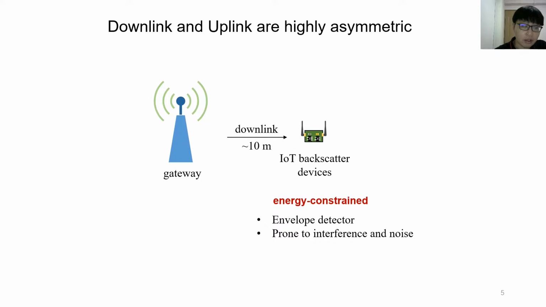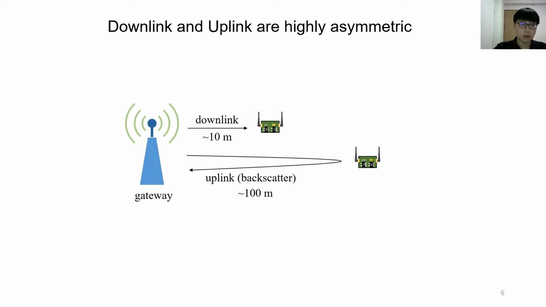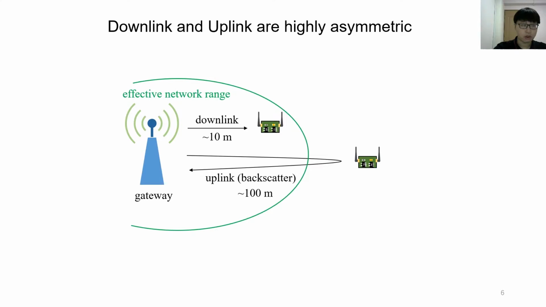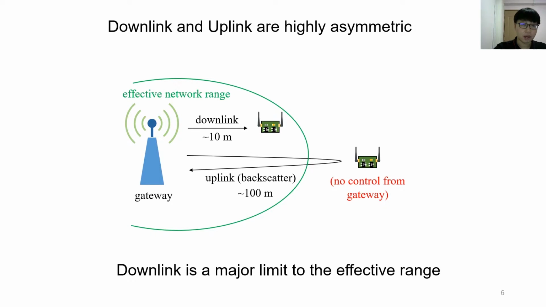On the other hand, the receiver of the downlink is the IoT backscatter device. Those devices are energy constrained and use envelope detectors to receive the downlink transmission, which is prone to interference and noise. So we have a very short-range downlink. Let's compare the downlink and uplink. The effective range must have both downlink and uplink. Out of this range, those devices become uncontrollable. So the downlink becomes a major limit to the effective range of backscatter systems.